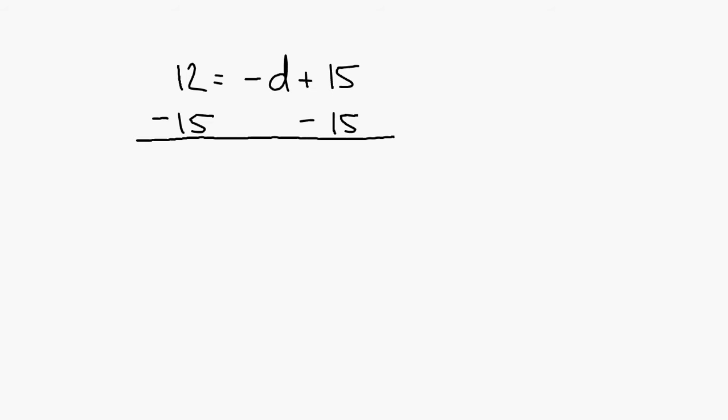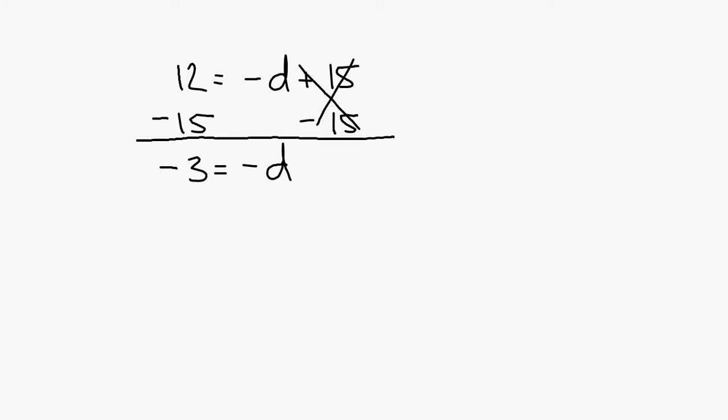12 is equal to negative d plus 15. So you're going to subtract 15 from each side. These 15s will cancel out. 12 minus 15 is negative 3, and that's going to be equal to negative d.